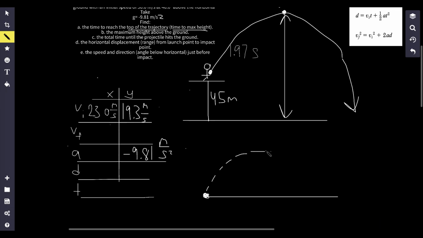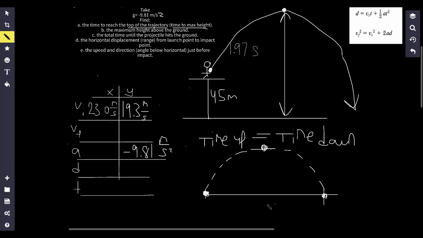But if your object is being thrown from the ground, the amount of time it takes for your object to come up to the maximum point is going to be equal to the amount of time it takes for the object to come down. Because think about it, this is a parabola. And if you remember from algebra class, the x-intercepts are going to be equidistant from the vertex of your parabola, which is why the time up is equal to the time down.